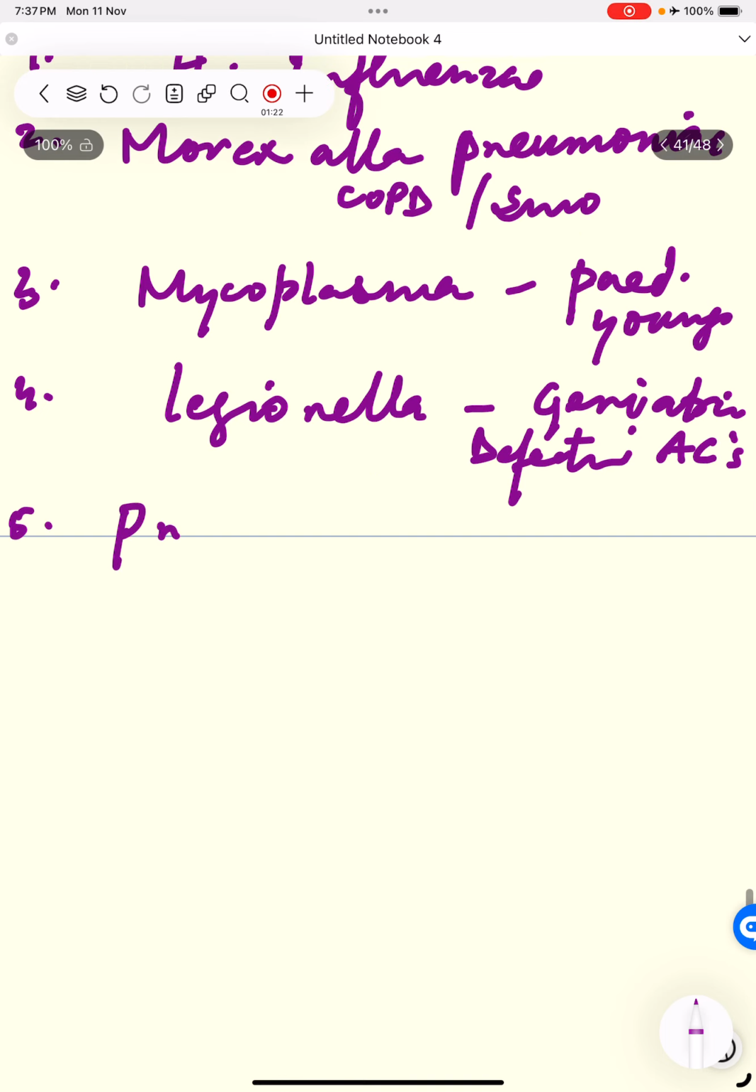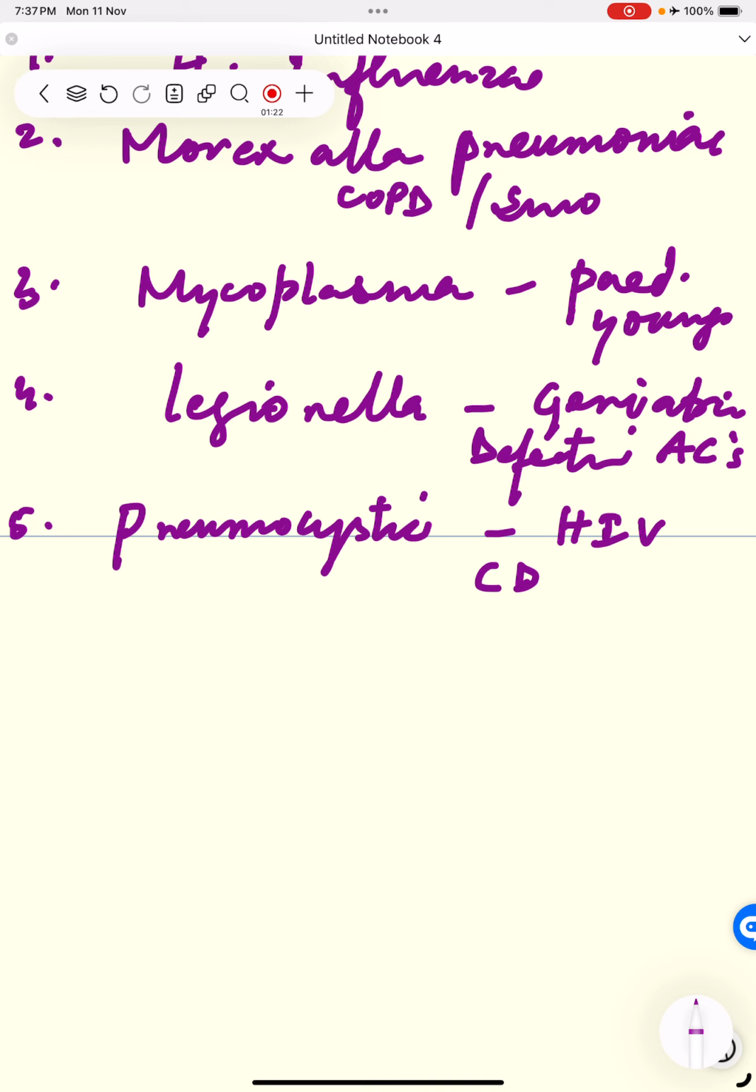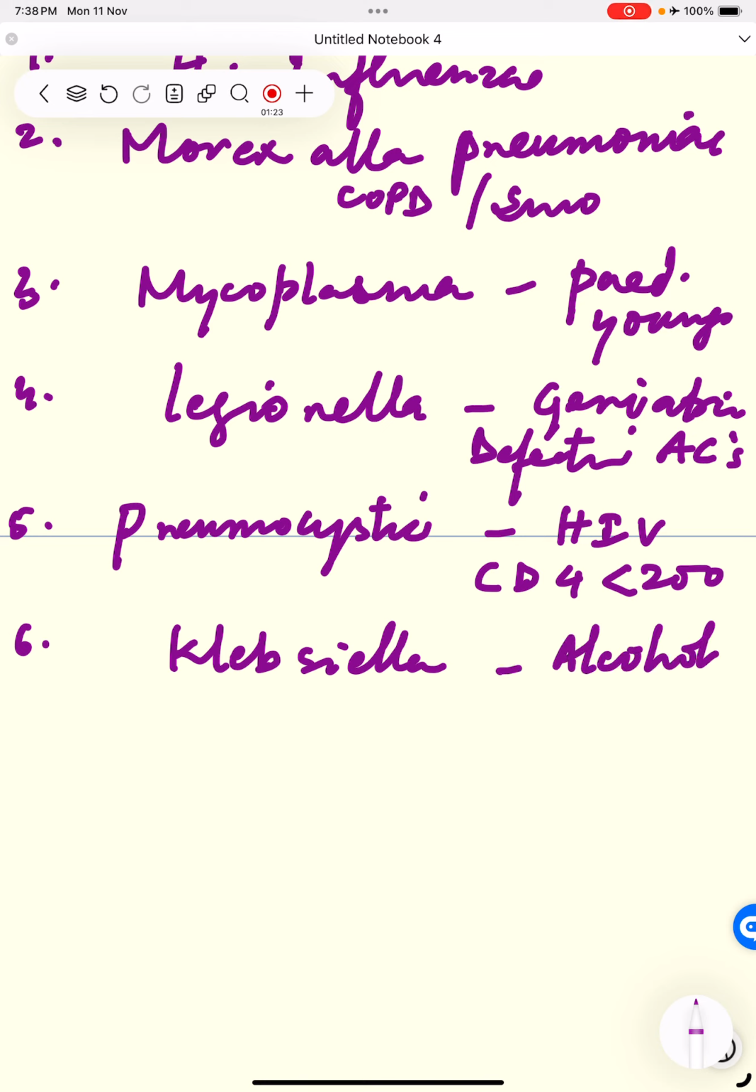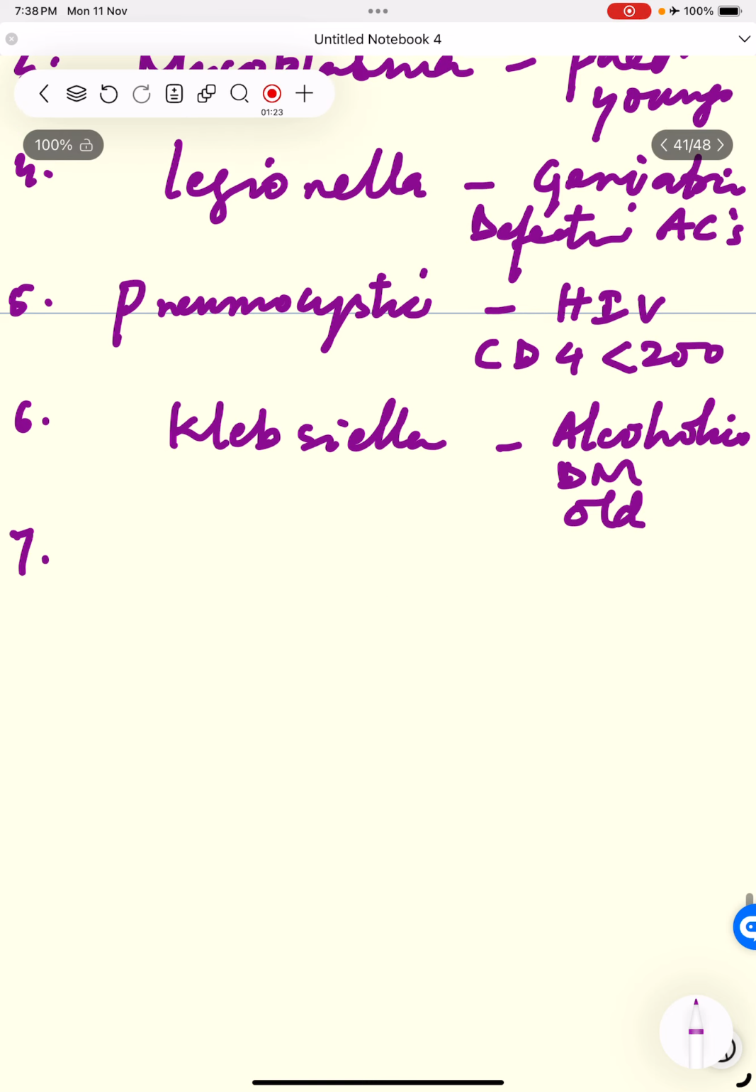Fifth is pneumocystic. Now this is usually seen in patients who are immunocompromised, so cases of HIV or patients who are having CD4 less than 200. Another one is Klebsiella. So patients who are alcoholics or they are known case of diabetes mellitus, and also the old geriatric cases can have this infection. Then is Staphylococcus.